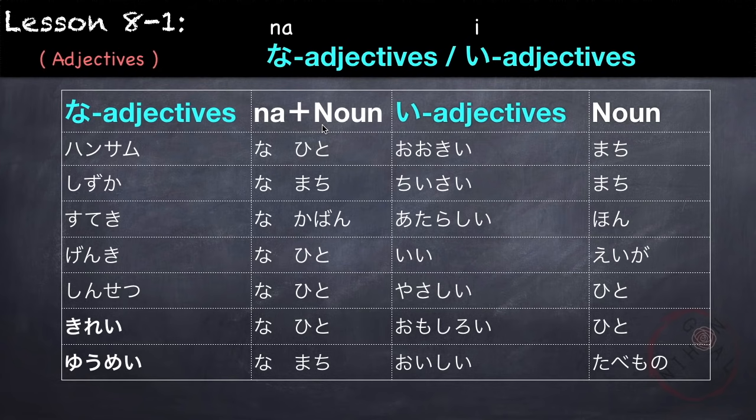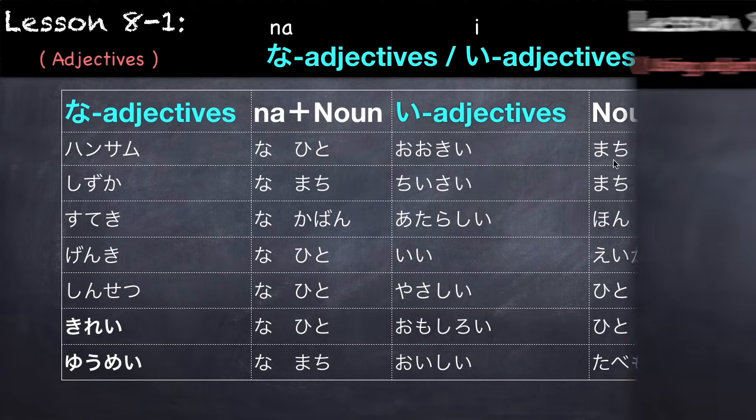When you use an adjective to describe a noun, you need to add na before the noun, such as handsome na hito. Basically, any adjectives not ending in い or え sounds are called na-adjectives, except for kirei and yume. They are considered na-adjectives. The other type of adjective is the i-adjectives because they end in い. For example, ookii. And you don't need any particle to describe a noun.